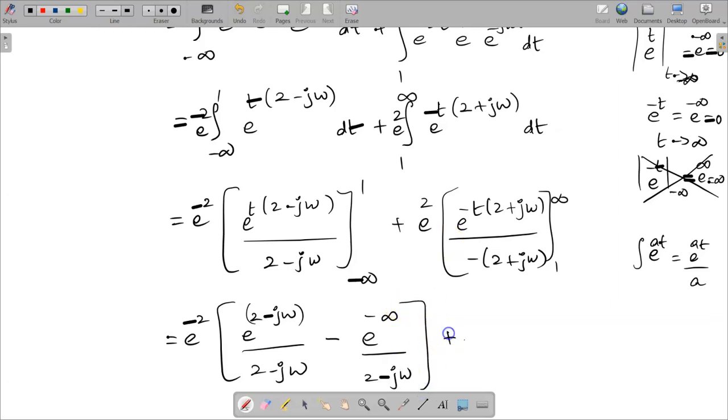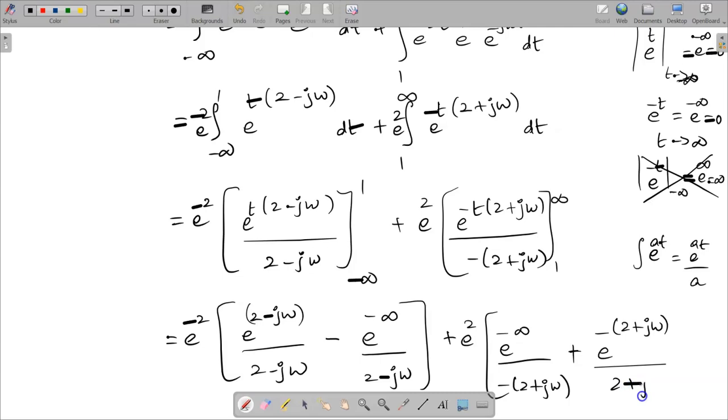Then coming to the second term, it is e power 2. Substitute your limit e power minus infinity. Infinity into any term is infinity, divided by minus of 2 plus j omega. Then already I have to introduce one minus for your lower limit, and here also one minus is there. So minus into minus will become plus. So e power minus of, substitute t equal to 1, 1 into any value is that particular value. So (2 plus j omega) divided by (2 plus j omega).